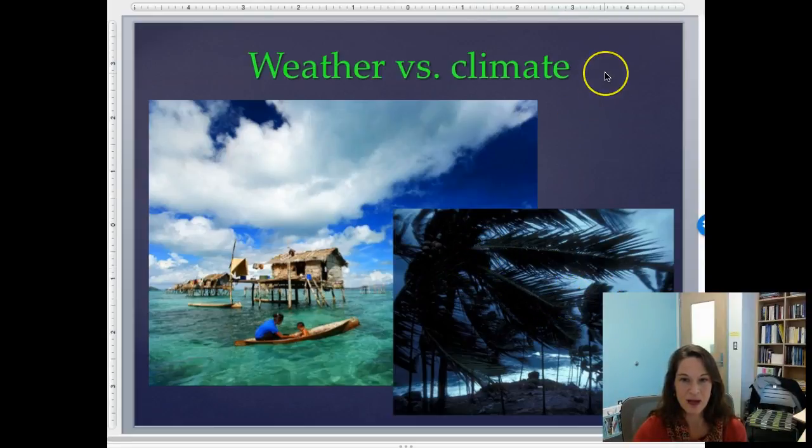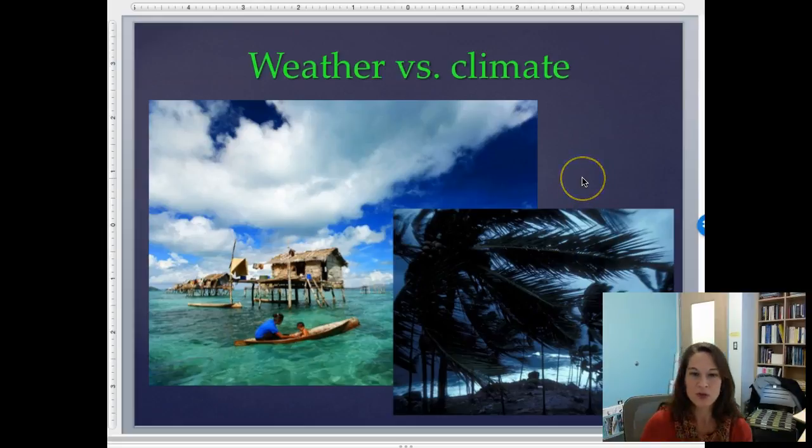right? And climate is what typical weather conditions characterize a point on the Earth's surface. So in this picture, one image shows a raging hurricane, and the other image shows a blue sky day in the tropics with a mom and her young son in a canoe. And if you think about what characterizes tropical weather, which one of those would be weather and which would be climate?